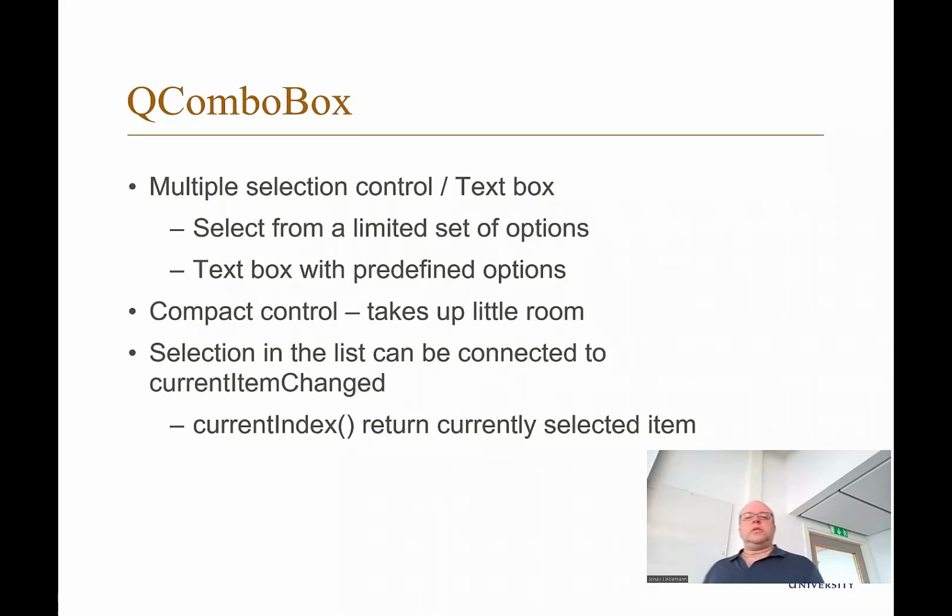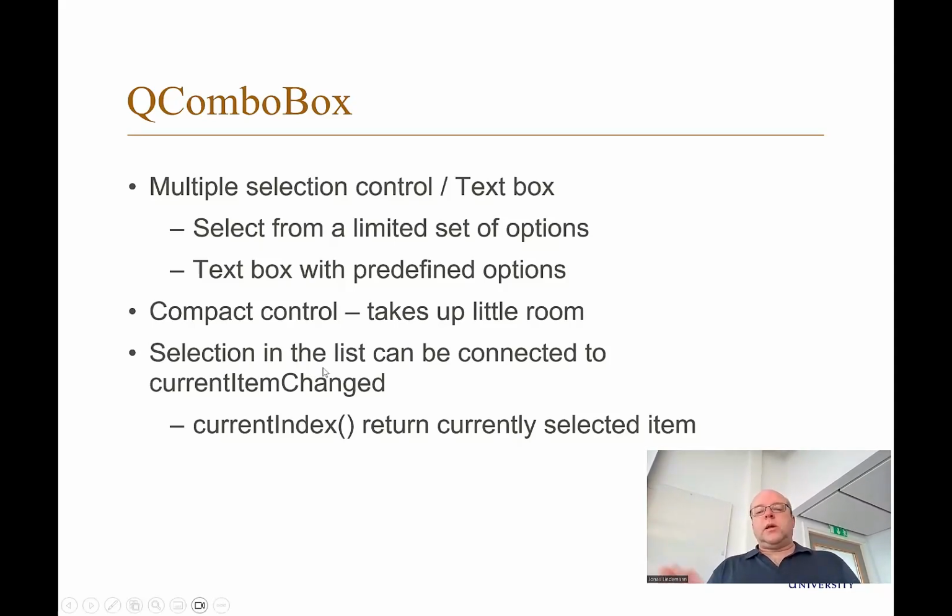Another control that can be important is the combo box. It's a multiple selection control, just like a radio button, but it is a small control. If you click it, it will drop down a list of options that you can select. It can also act as a text box for providing text. The reason for using this is if you want the user to select and you don't have too much space in your window. This is a good control to use because it takes up little space and you can have a lot of options in it.